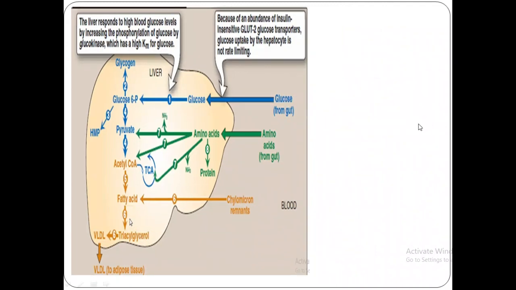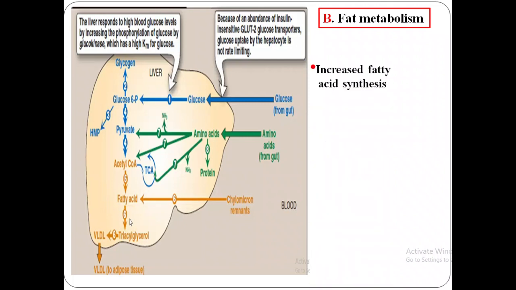Now I'll explain how the fat is metabolized in the liver in fed state. The increased synthesis of fatty acid during fed or the absorptive state. Liver is the primary tissue where de novo synthesis of fatty acid occurs.